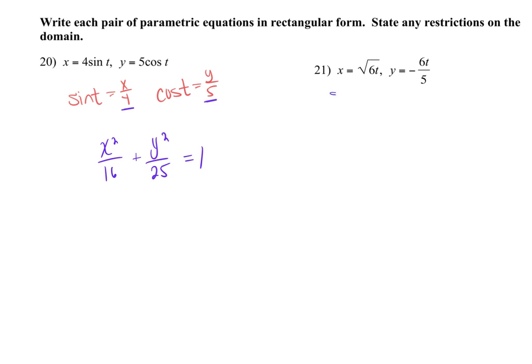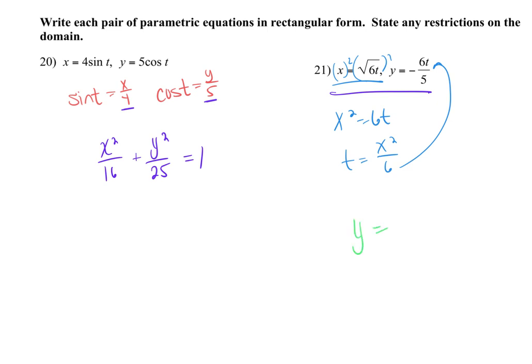If you have something like this, you need to rewrite them. Rewrite one of them in terms of t and then plug it into the other guy. So like if I were to do this one, I would take this and square both sides. I would say x squared equals 6t. So t is going to equal x squared over 6. And then I'm going to take him and plug him in. So I would say y equals negative 6 times x squared over 6, over 5. Those cancel. y equals negative x squared over 5.